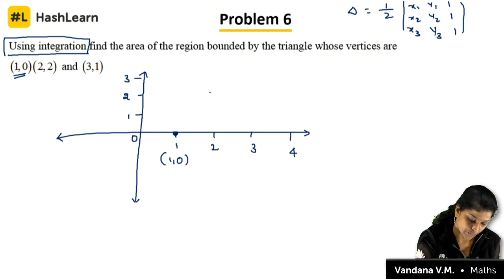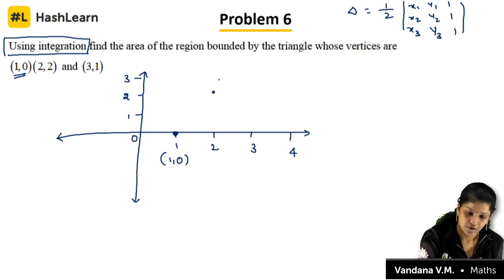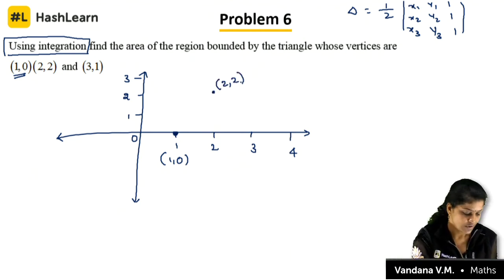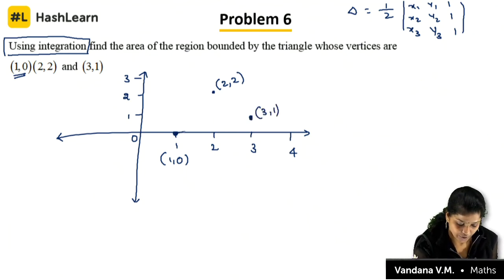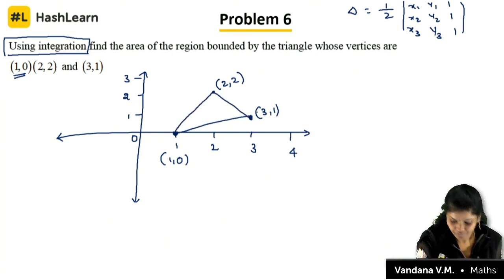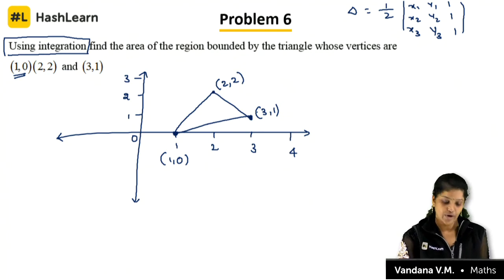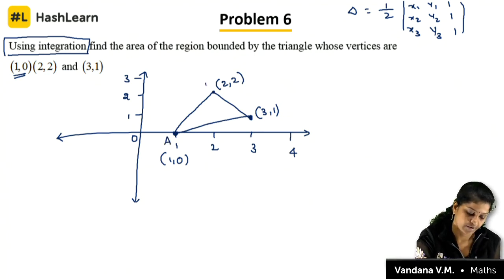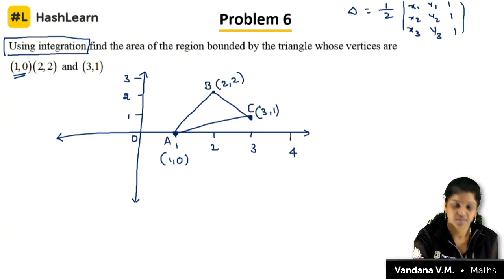Next is 2 comma 2, so it has to come here. Next 3 comma 1, so it has to come here. Now you join. Now I would like to find out this area A, B, C.